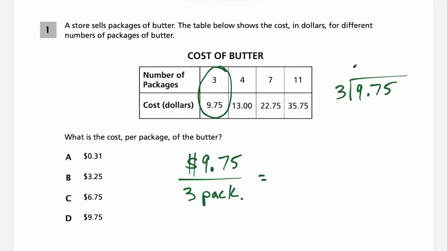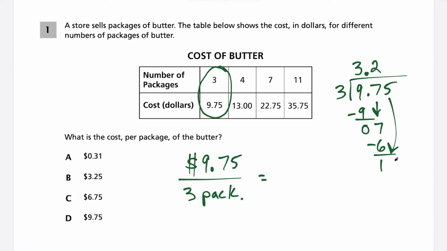So 3 goes into 9 3 times. We have 3 times 3 is 9. So we have no remainder here. But then we bring down the 7. And notice the decimal is here, so I'll just move it up. And 3 goes into 7 twice. 2 times 3 is 6. So I subtract now, and I have a remainder of 1.